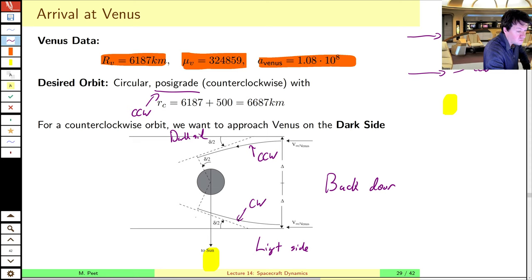The light side, the dark side. Oops, and you can't see any of that. Is there a way to just move all that stuff? Probably. Like a selection tool. I don't know. Let's see. Yeah, whatever. I'll just draw it again.